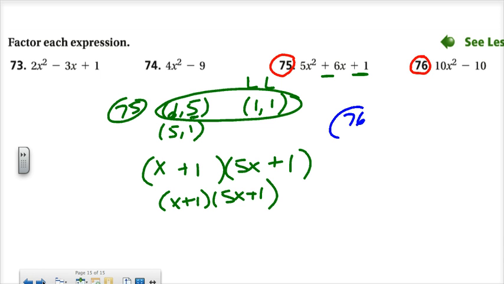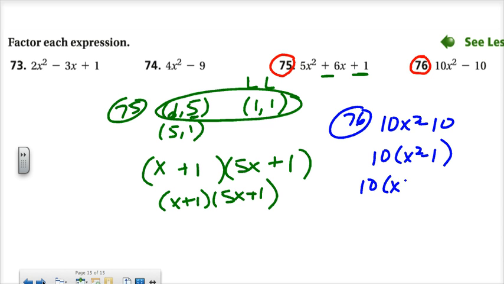Number 76 is 10x squared minus 10. And the first thing I saw was, hey, we've got an abundance of 10s in this problem, so let's take those out of there. Again, that common monomial factor has to come out first. Then I notice I have a difference of 2 squares, so that will be x plus 1 times x minus 1. So give the other two that are up there a try and see what you can do with this.